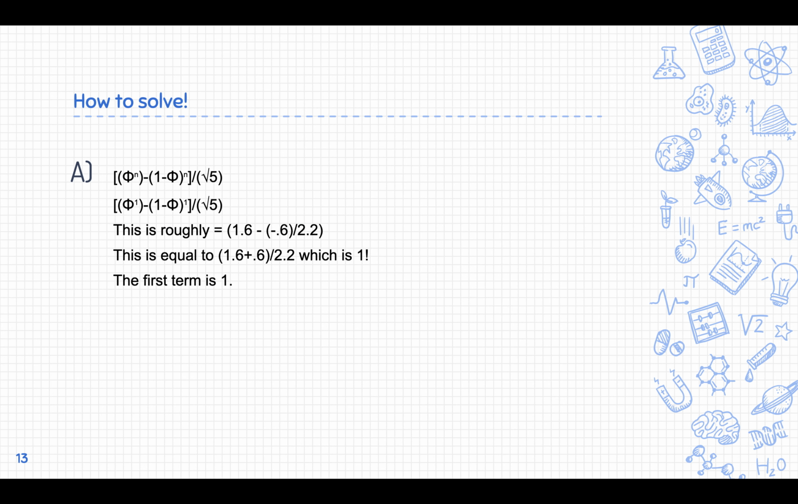So, how to solve the first problem, which is trying to find the first term. Phi to the power of n minus 1 minus phi to the power of n, divided by the square root of 5. This is phi to the power of 1 minus 1 minus phi to the power of 1, divided by the square root of 5. Remember when I said for the really small terms you can just use 1.6 for phi and 2.2 for root 5. Well, 1.6 minus negative 0.6 is the same as 1.6 plus 0.6, because if you subtract a negative number you get a positive number. And 1.6 plus 0.6 is 2.2, divided by 2.2, and that's just 1. So the first term is 1.